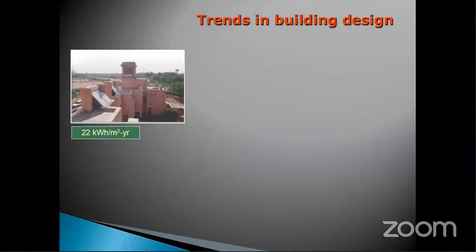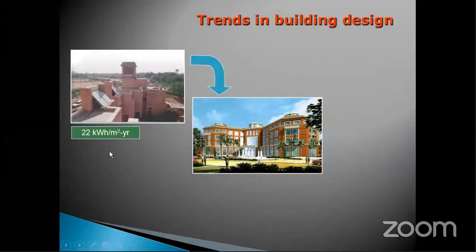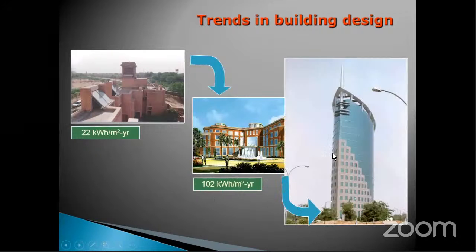If you check the trends in building design, this is a non-air conditioned building and this one is air conditioned building where you have both sensible and latent cooling. The power consumption is around 102. The building which you are seeing here is again an air conditioned building which has both sensible and latent cooling, but the power consumption is very high, around 260 kilowatt hour per meter square per year. So you can see the difference.